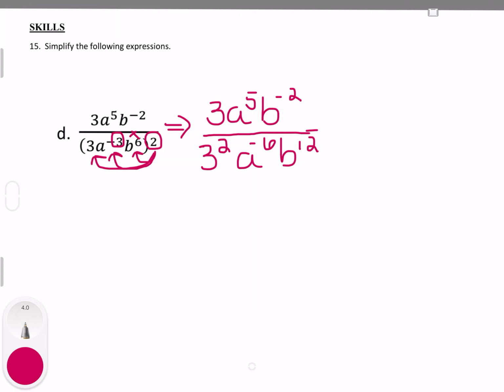So we want to make sure that all of our exponents are positive. We don't want any negatives. So we're going to go ahead and move any factors with a negative exponent into the opposite side of the fraction. So let's start with the numerator. So this 3a to the 5th stays in the numerator because their exponents are positive. Okay, but this b to the negative 2, that's going to come down in the denominator and become b squared.